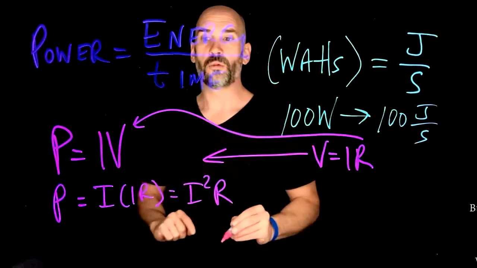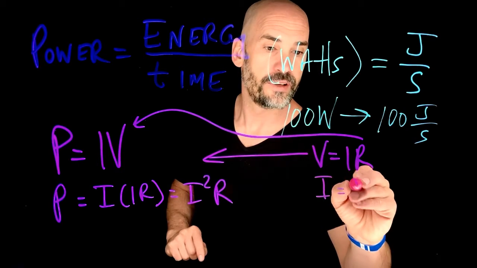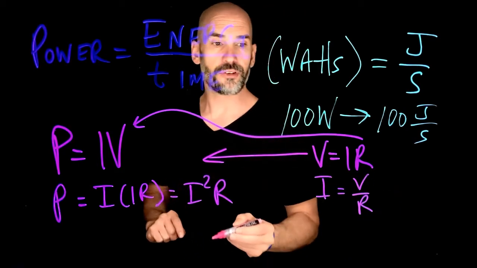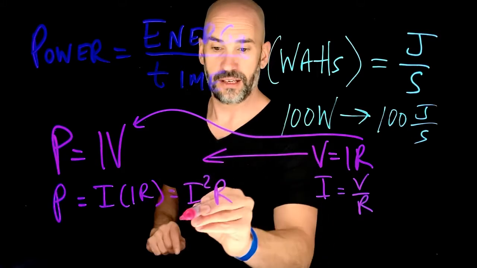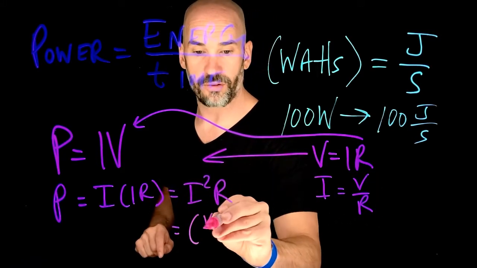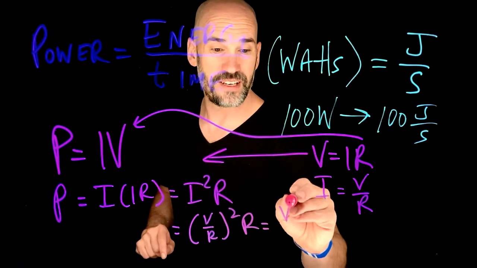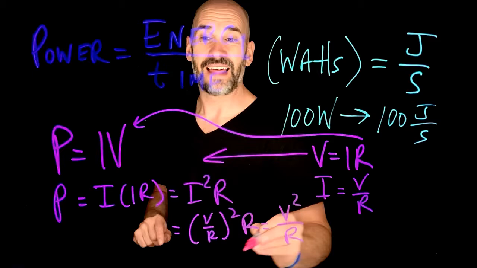We also know that I equals V over R, right? So let's do that substitution. Let's put in V over R for I. We have V over R squared times R. That gives us V squared over R. That is a third equation.